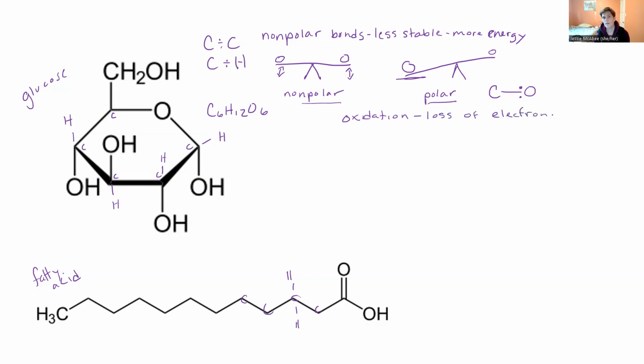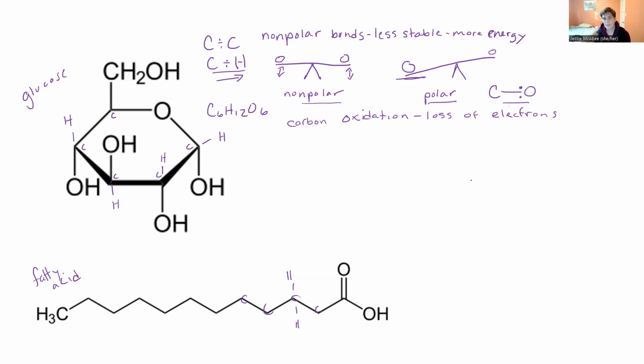So when you go from a nonpolar bond like C-C or C-H to a polar bond, you can see that the electrons are moving away from carbon and closer to oxygen. So we can say that the carbon is being oxidized because the electrons are moving away from the carbon. So oxidation is the process that happens during cellular respiration and other processes, like beta oxidation for fatty acids.